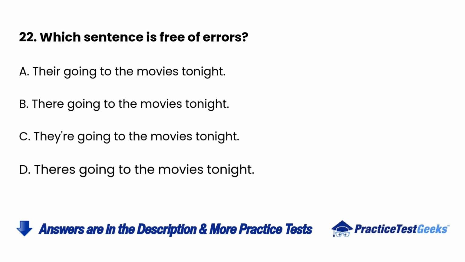22. Which sentence is free of errors? A. They're going to the movies tonight. B. They're going to the movies tonight. C. They're going to the movies tonight. D. There's going to the movies tonight.